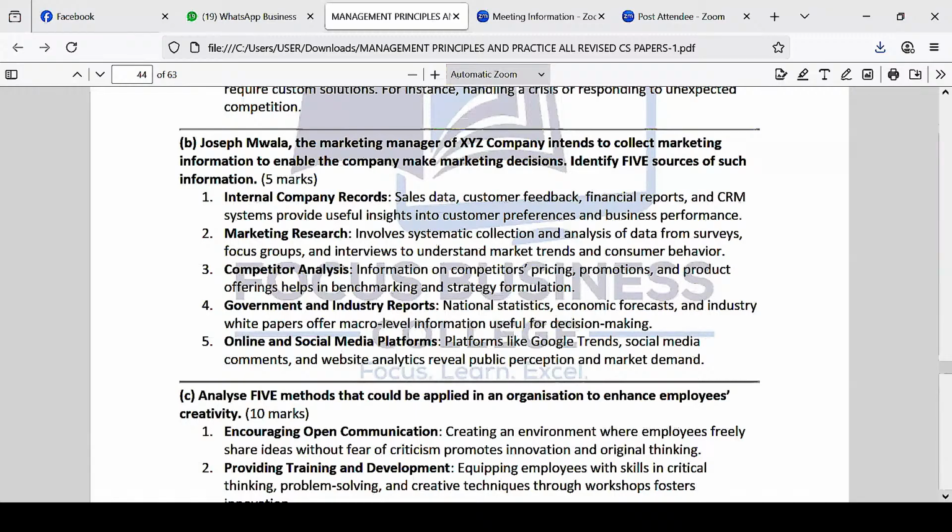Promotion, how do they do promotion? Do they do online marketing promotion? I will check on that. And product offerings, what are they offering in the market? What's their pricing? Help in benchmarking and strategy for me.